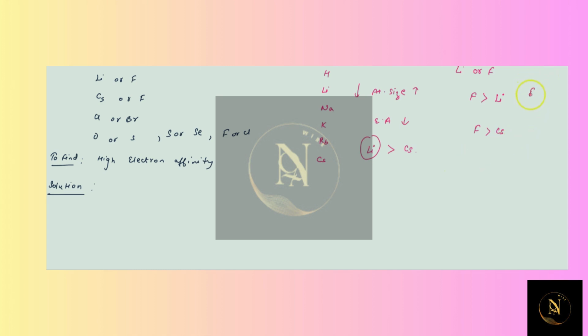Now chlorine and bromine. We know that bromine is present just below chlorine. So, chlorine will have more electron affinity as compared to bromine. Similar goes with oxygen and sulfur. Oxygen has more electron affinity as compared to sulfur. And the same goes with sulfur and selenium also, because all three belong to the same group only. Now as you go down the group, atomic size is increasing, thus electron affinity is decreasing. Out of fluorine and chlorine, fluorine will have more electron affinity. So these are the elements that will have higher electron affinity.